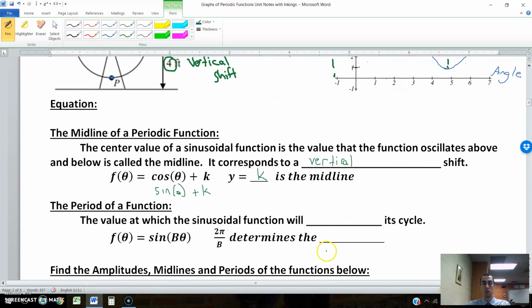Next up, period of the function. Just a reminder, the period of the function is the value at which the sinusoidal function will repeat its cycle. And if you have a function rule in the format of sine of a number b times theta, then you use the formula 2 pi divided by b to determine what the length of the period is.